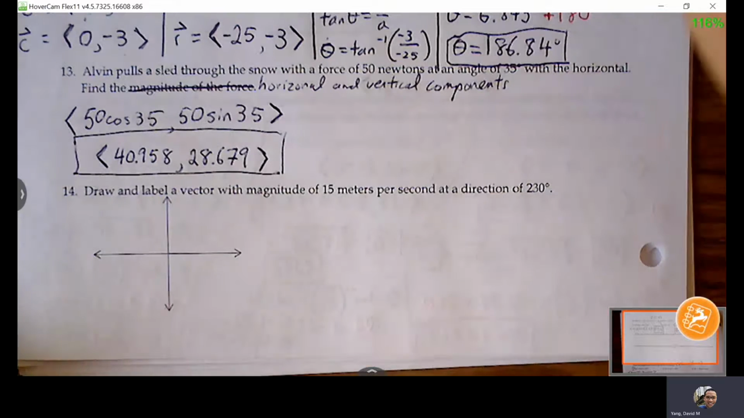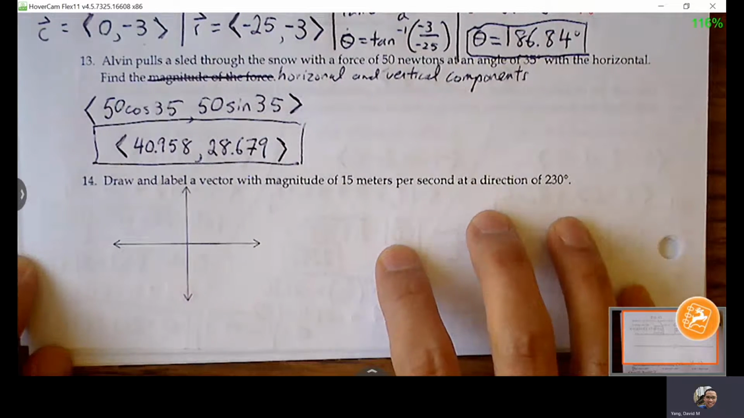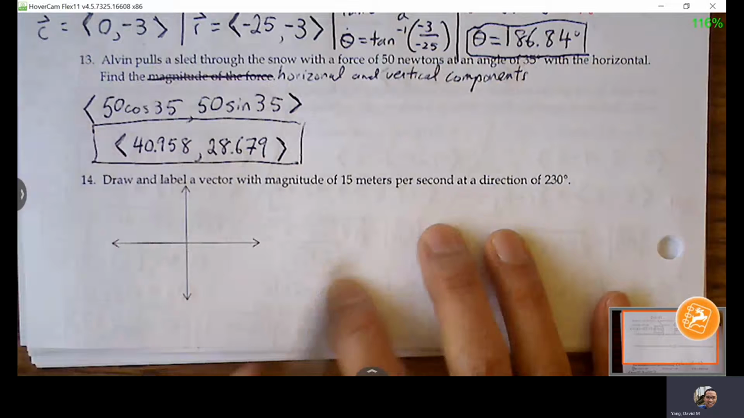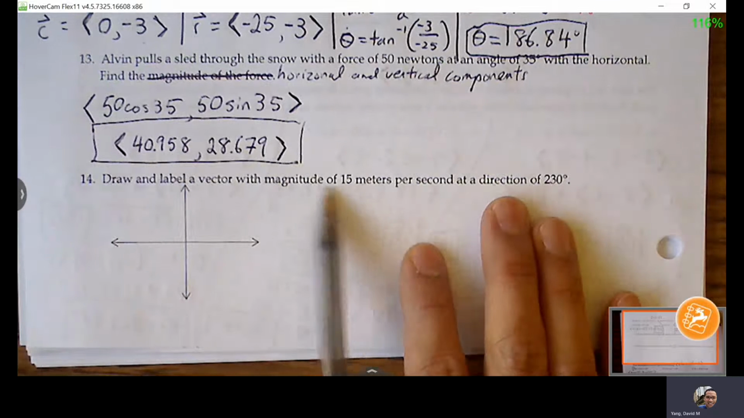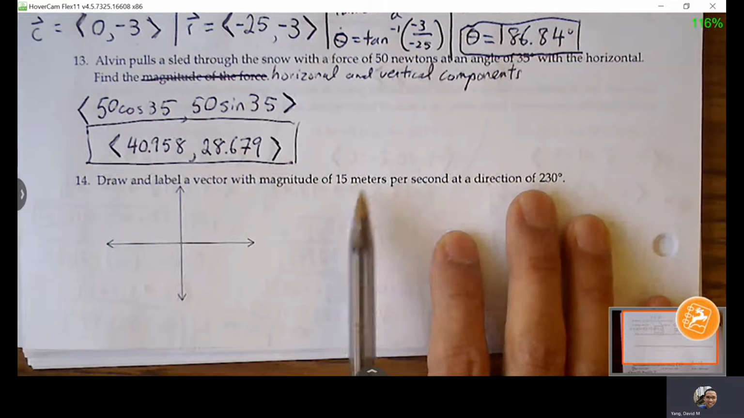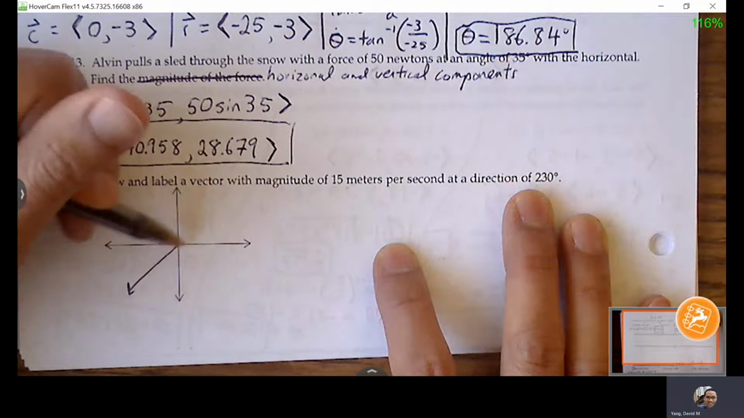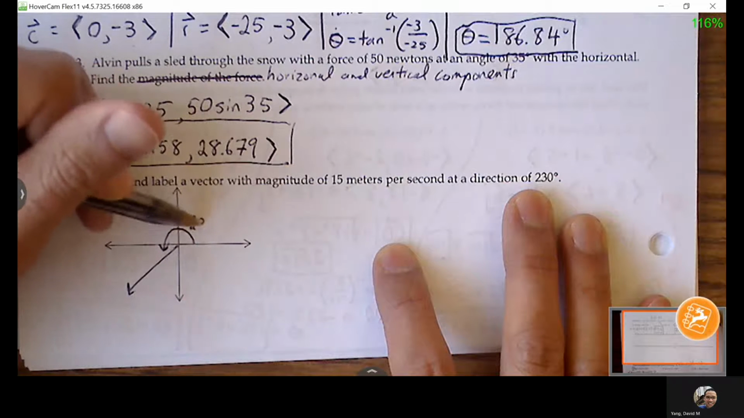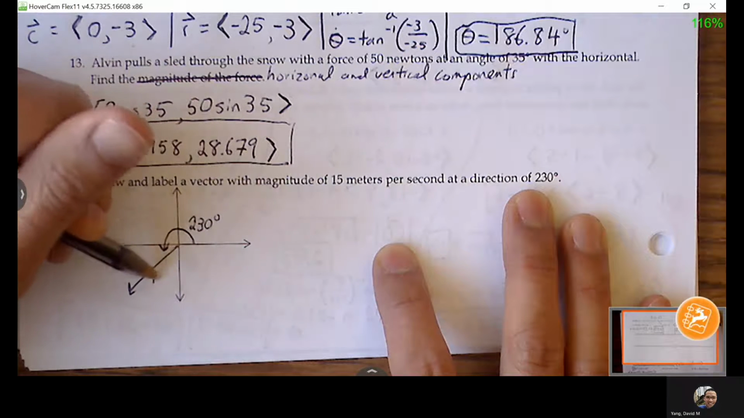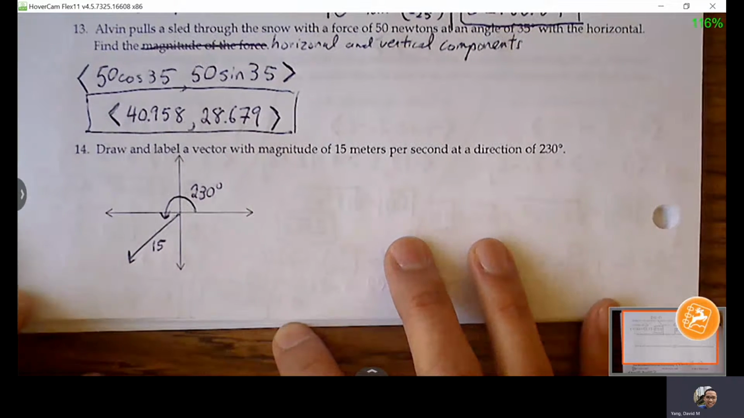Draw and label a vector with magnitude 15 meters per second at the direction of 230 degrees. Pretty straightforward, I think. Whatever magnitude we draw, we just call it 15 meters, and then the direction is going to be in the third quadrant, right? I know it's not asking for it, but let's get that extra practice of also putting it in component form.